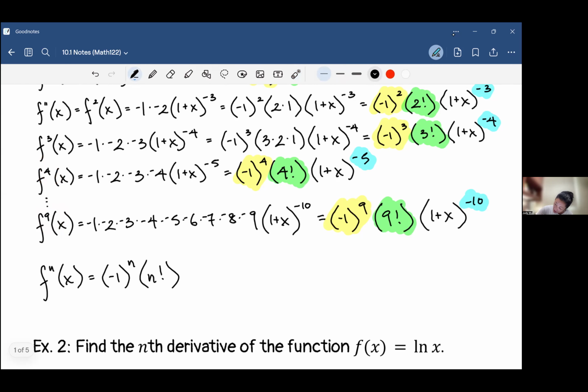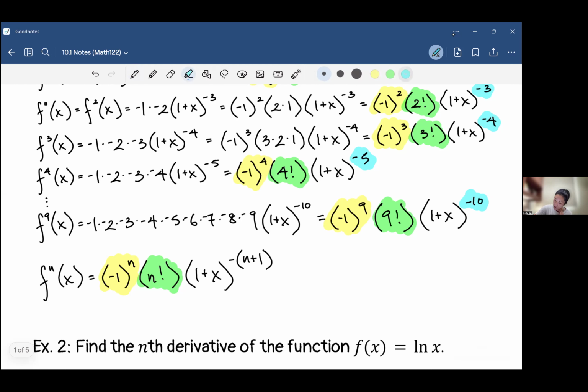And then I've got 1 plus x to some power. So we've got our -1 to the n. We've got our n factorial. And the last bit will be, how do we come up with the power here? So 9, how do I go from 9 to -10? Well, I do n plus 1, right? 9 plus 1 is 10, but then I have to make the whole thing negative.